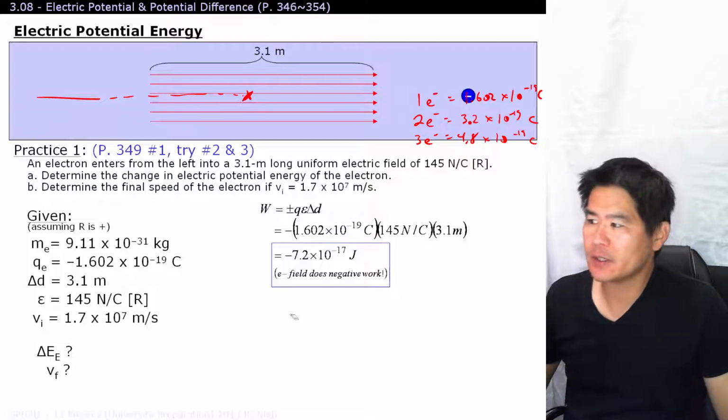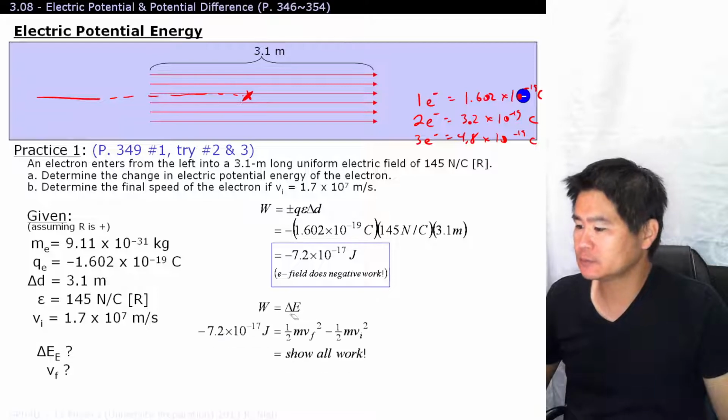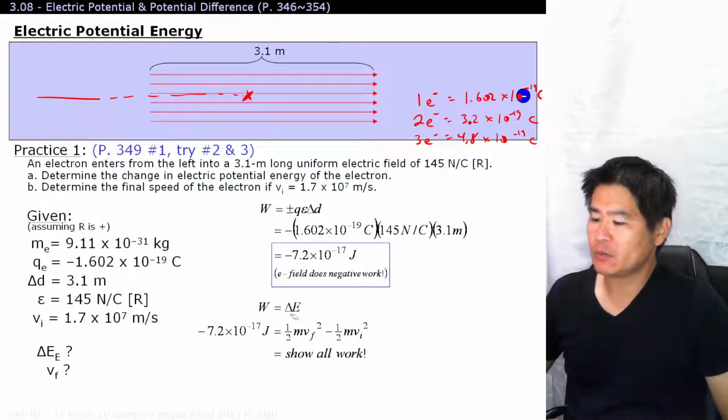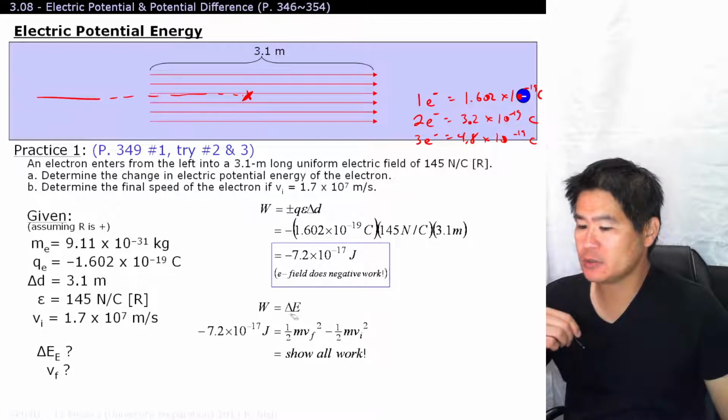It doesn't really define whether they come to a stop or not. We just know that it has slowed down. So work by definition is the change in kinetic energy. You just have to simply sub in everything super carefully.